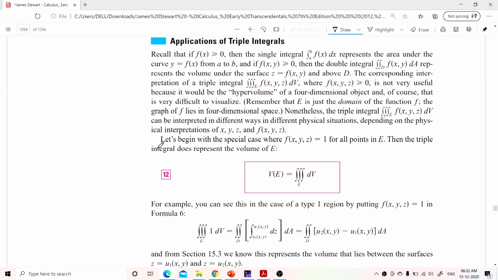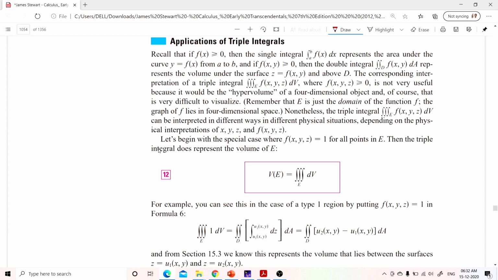Let us now turn our attention to applications of triple integrals. Initially, we will start with the application of triple integrals to find the volume of a solid. Just as we calculated the surface area as well as the volume using double integrals, we are now able to calculate the volume using triple integrals.